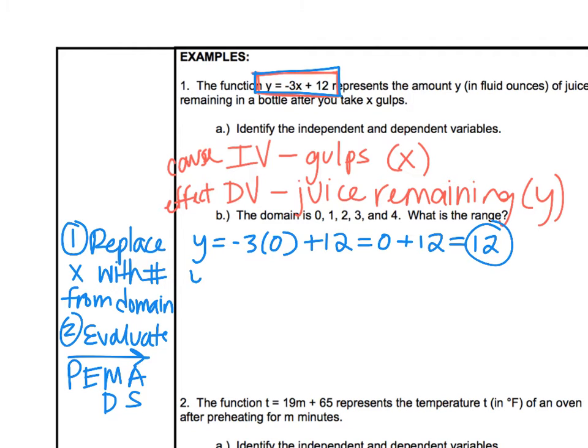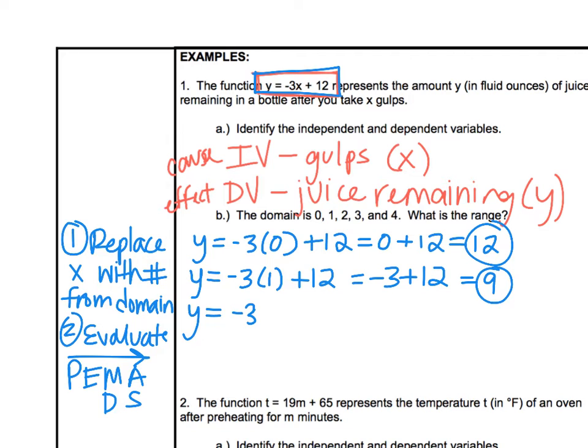And then you just keep plugging in. So I'll do the next one with you. So negative 3 times 1 gulp. What's negative 3 times 1? Negative 3. And then negative 3 plus 12 would give me positive 9. So after I take 1 gulp, there is 9 ounces left. If you can go ahead of me and do the rest on your own, then go ahead. You don't have to wait for me. I'll keep writing it out.